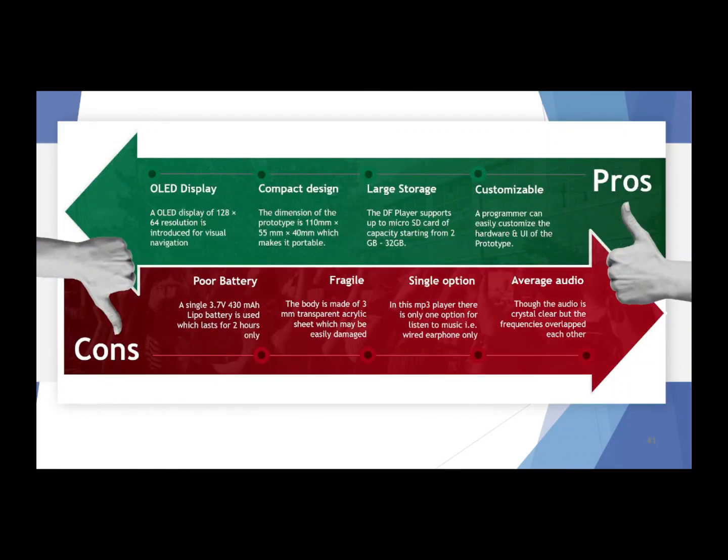You can see our MP3 players have four kinds of advantages. What are they? The first one is it's completely customizable. The second one is the expandable storage, where you can insert an SD card of maximum 32 GB. Due to the DF player we have, we can offer this advantage, because the DF player itself supports SD cards from 2 GB to 32 GB.